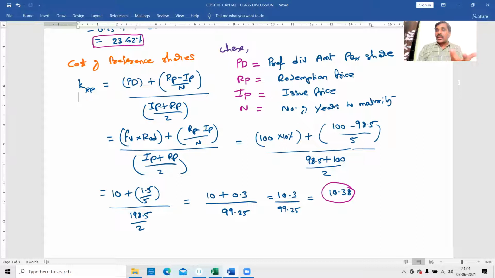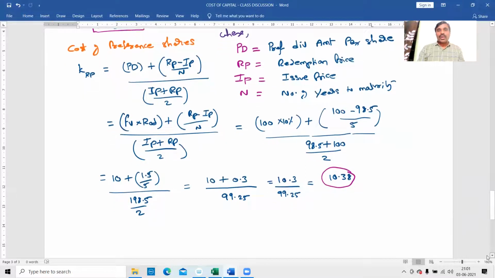Otherwise, it simply indicates on what basis you have done, whether you have by-hearted the formulas. So my advice is to write an assumption. What is the assumption here? Since the redemption price of preference shares is not given, we are assuming that preference shares are redeemable at par. That is what this point 10.38 is.